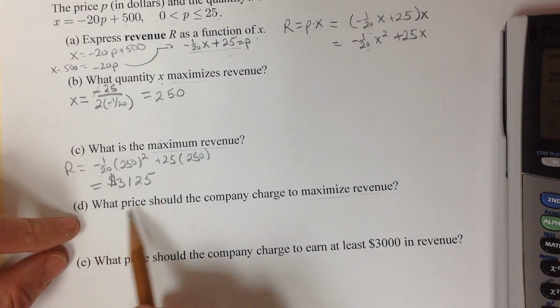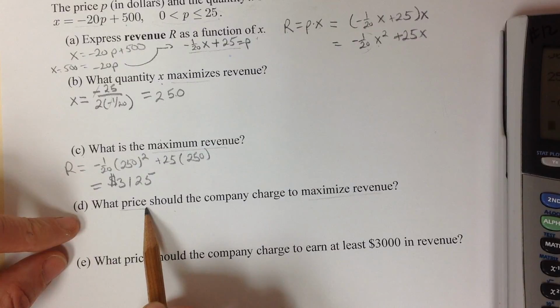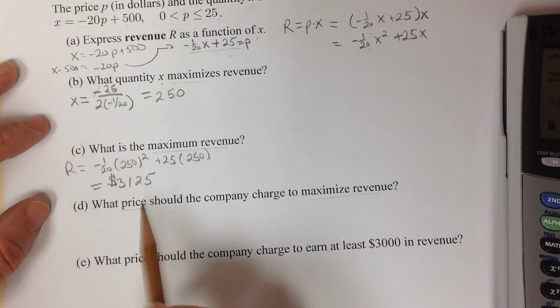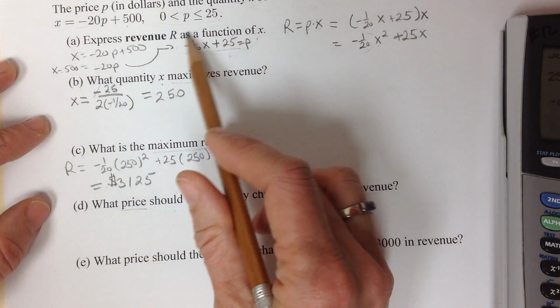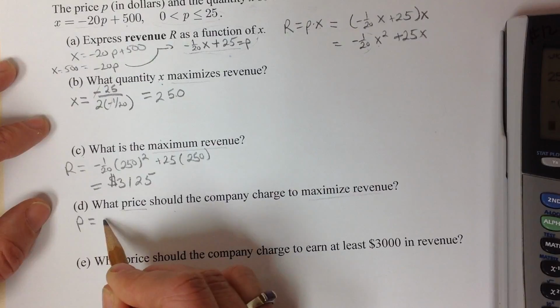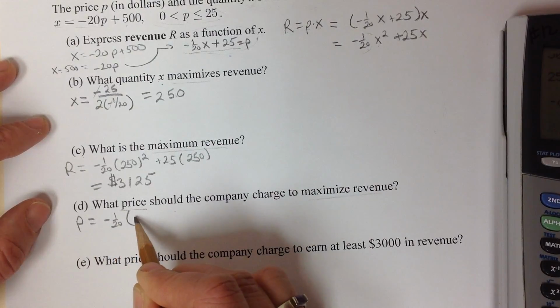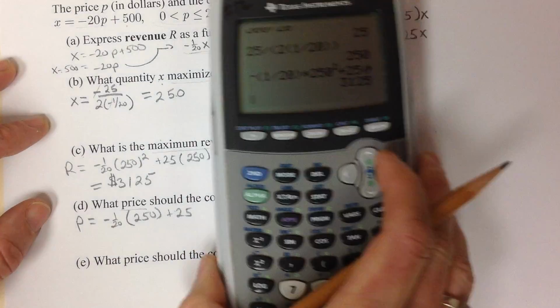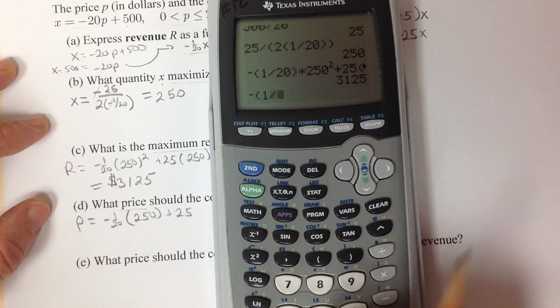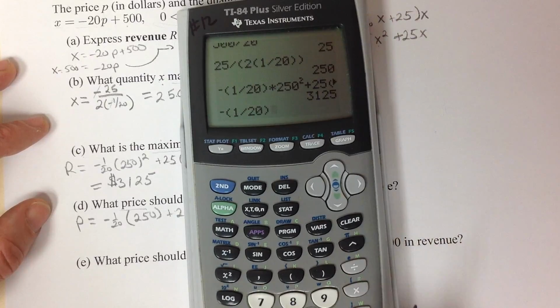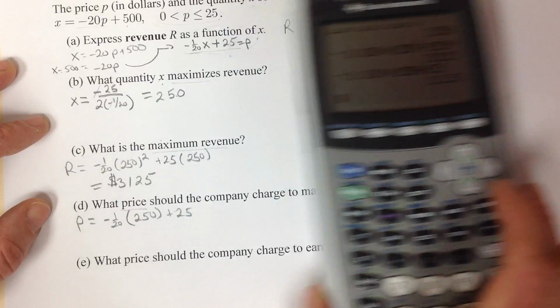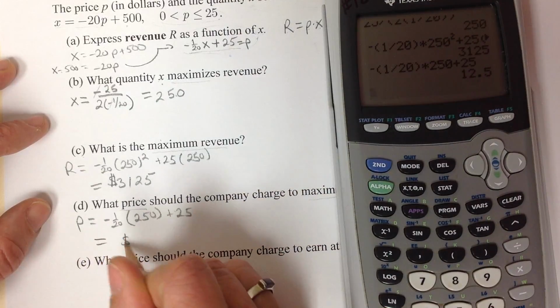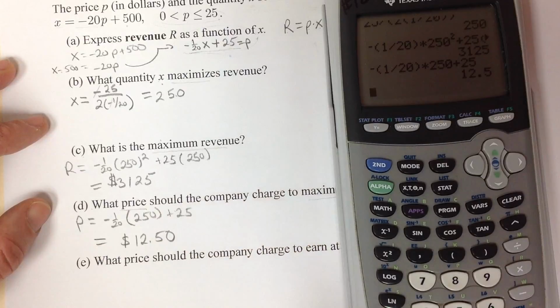Okay, and then the last part, what price should be charged? Okay, price is P, so we're looking to find P. A few different ways we can actually do this. Maybe the easiest is to take this equation that we have. P equals negative 1/20 times, again the X value was 250, plus 25. So that's kind of a similar manipulation, just don't have to do a square and got fewer numbers here. This is 12.5, and this is price, so I want to represent that as money.